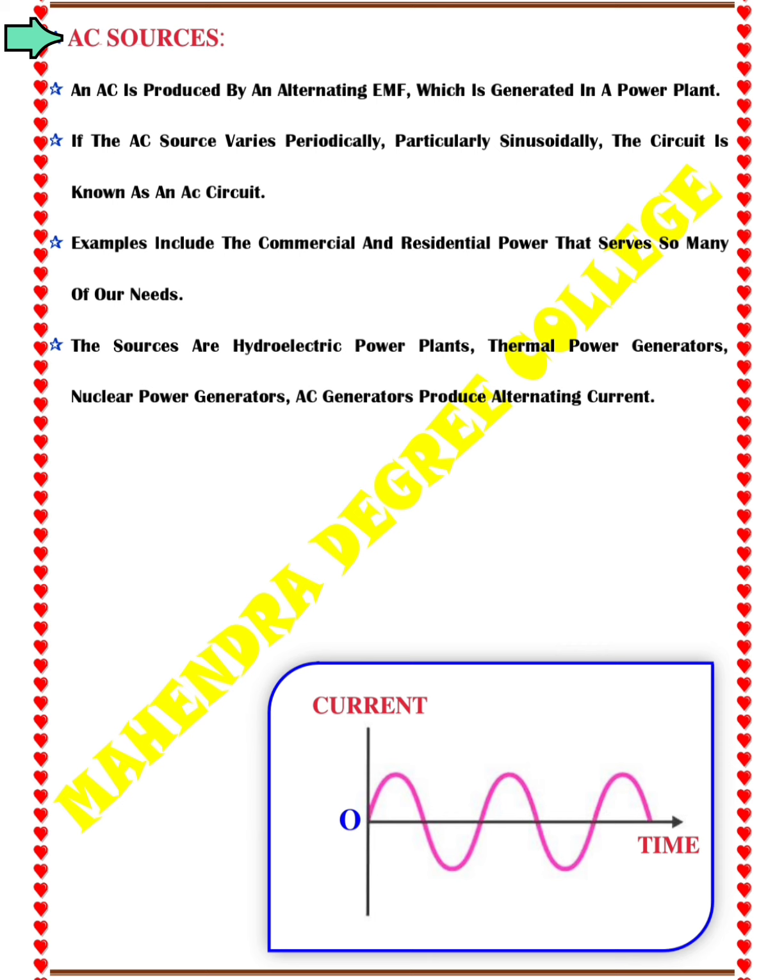In simple definition, an AC source is a device or system that provides electricity where the current keeps changing direction with time.